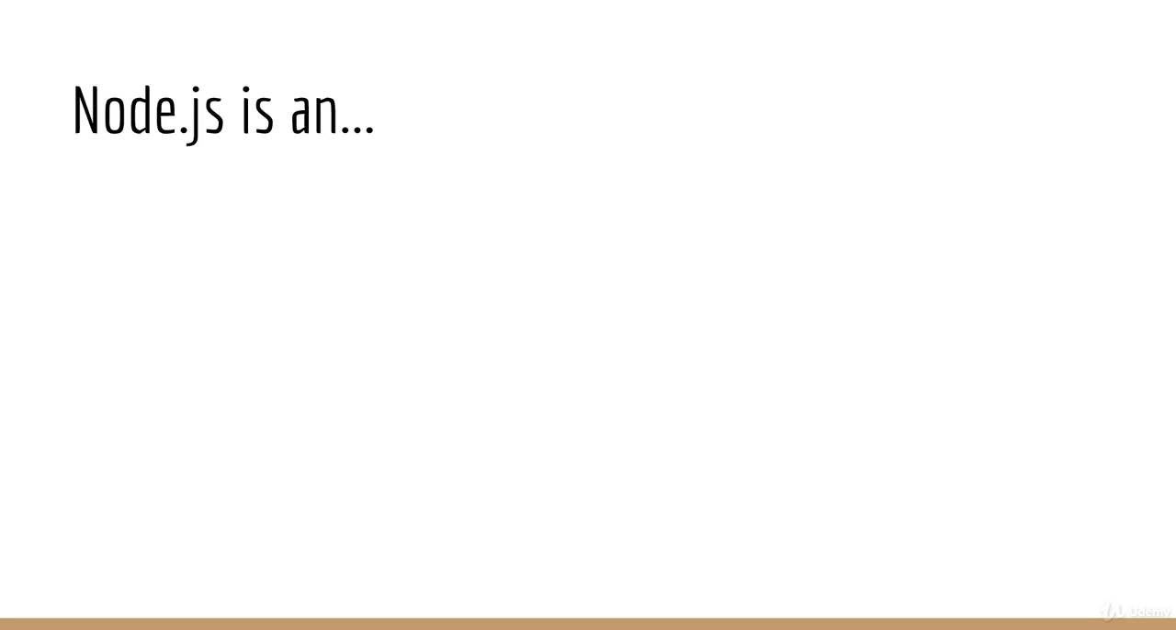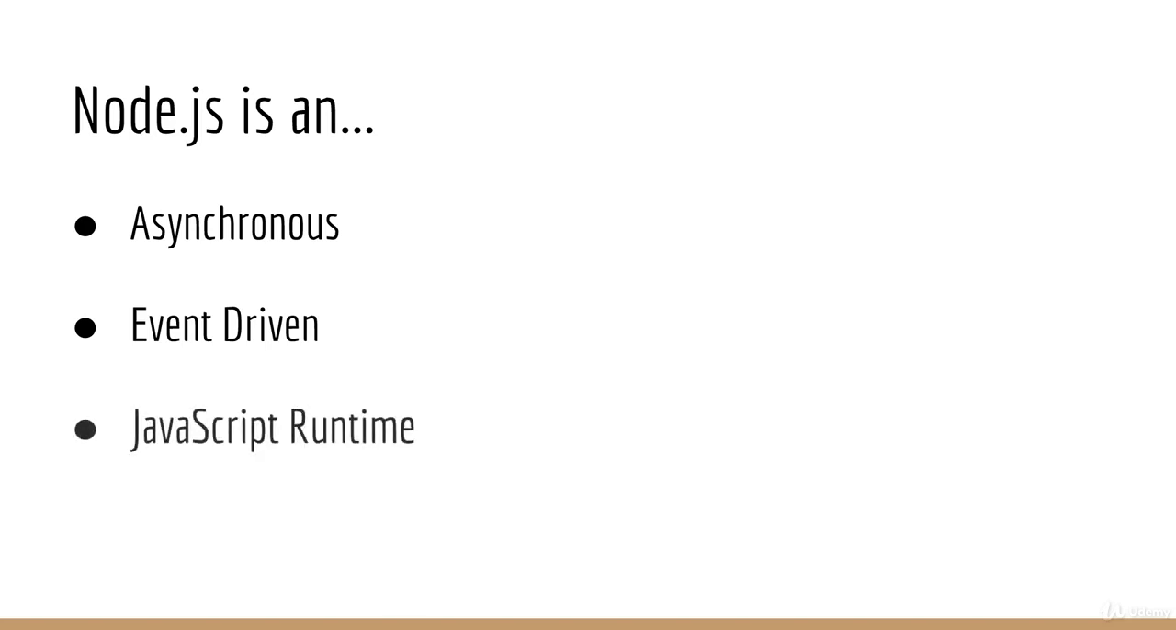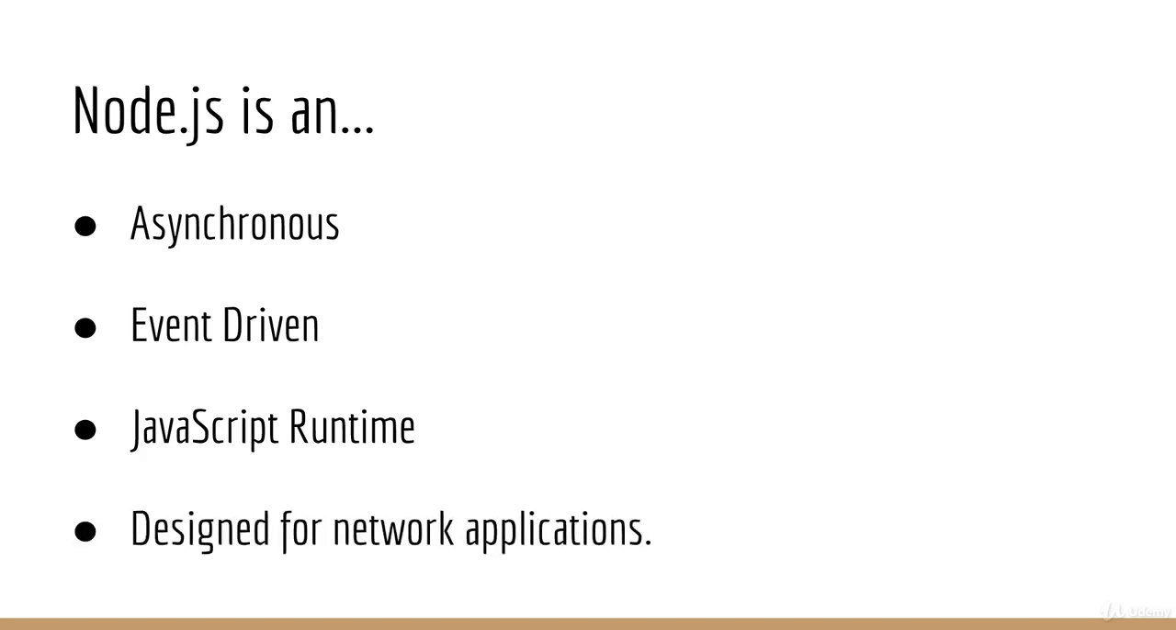In summary, Node.js is an asynchronous application, able to handle more than one operation in a non-sequential manner. Node.js is event-driven, defined by an unknown series of user-submitted events. Node.js is a JavaScript runtime, implemented in JS, that can handle different events throughout the lifetime of its program. And finally, Node.js is designed to build network applications in the client-server architecture. Excellent.